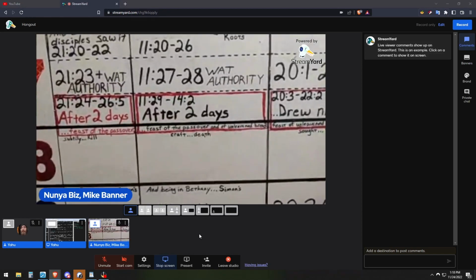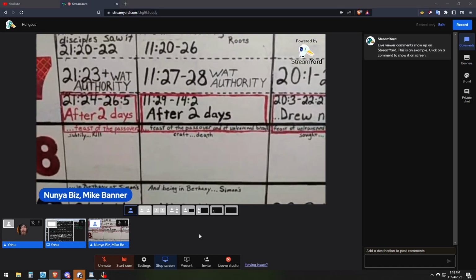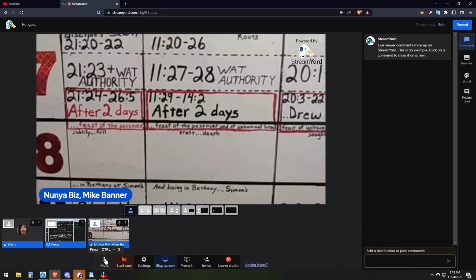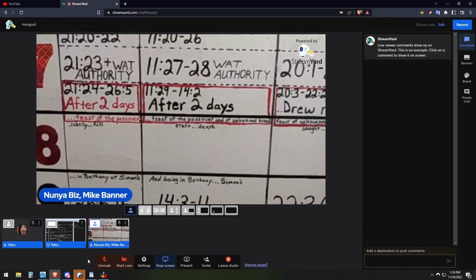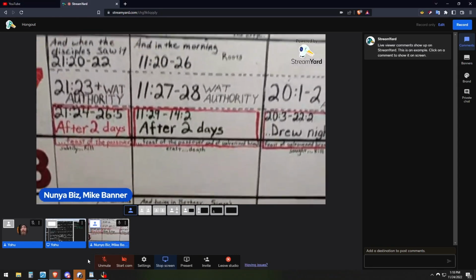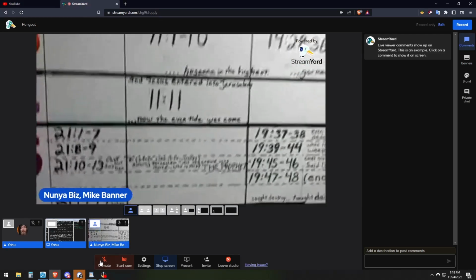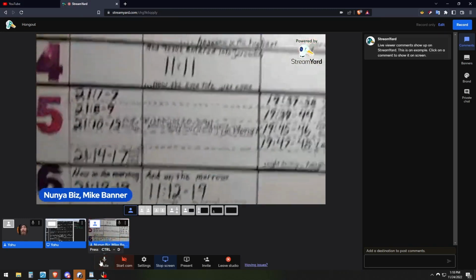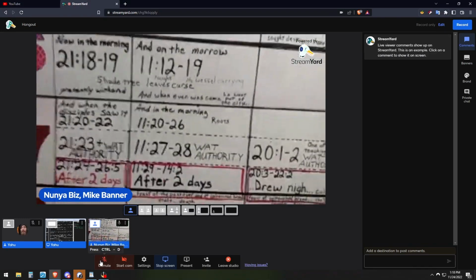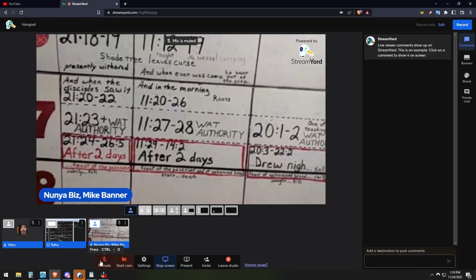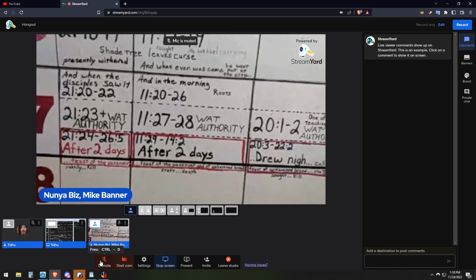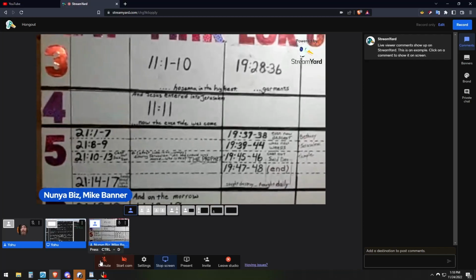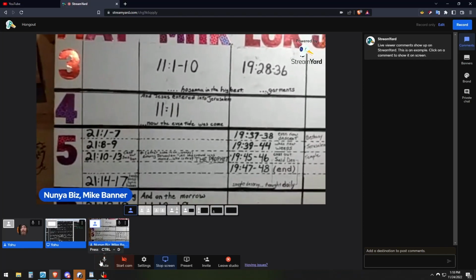Let me read that again. And when they drew nigh unto Jerusalem, okay, so they're not in Jerusalem, and were come to Bethphage. It sounds like they have already been to Bethphage. Right. When they drew nigh to Jerusalem, and were come to Bethphage, unto the Mount of Olives, then sent Jesus two disciples. See how it makes better sense? Oh yeah, yeah.